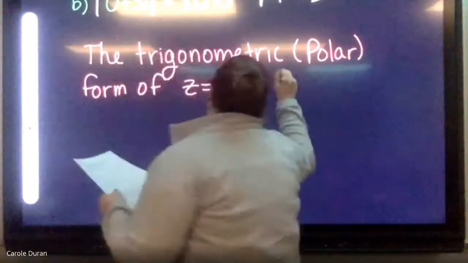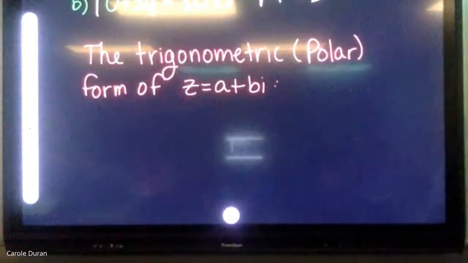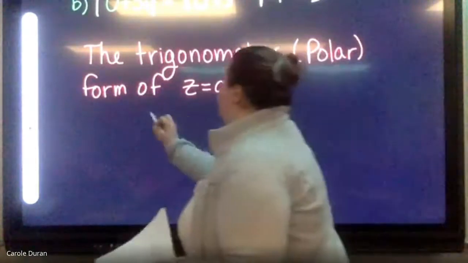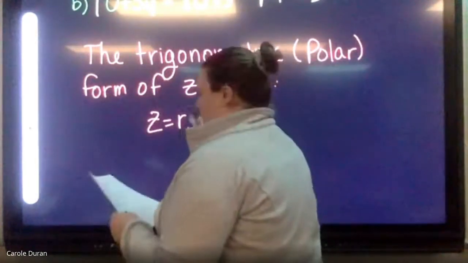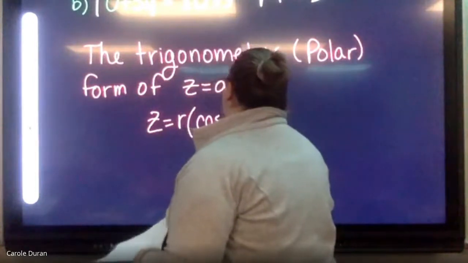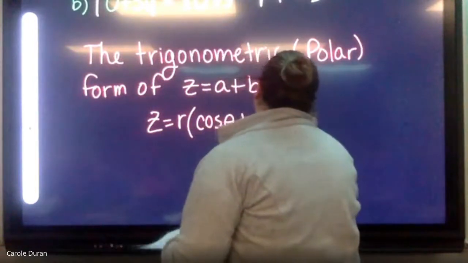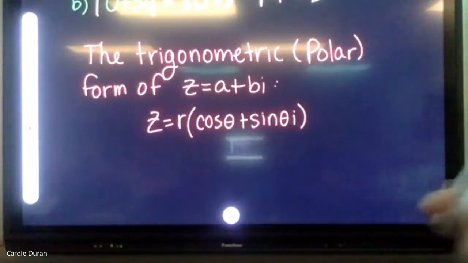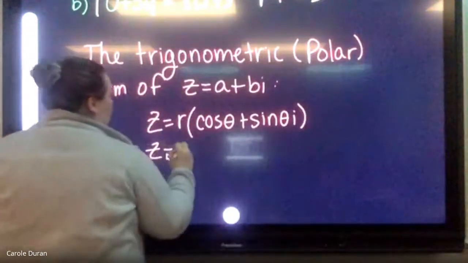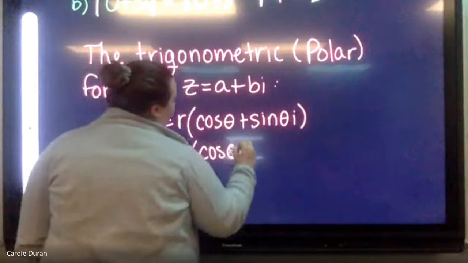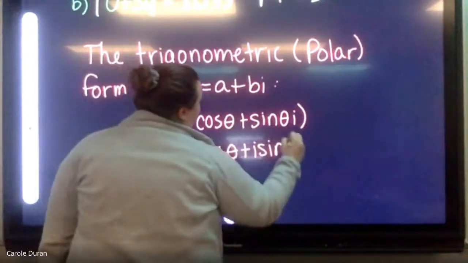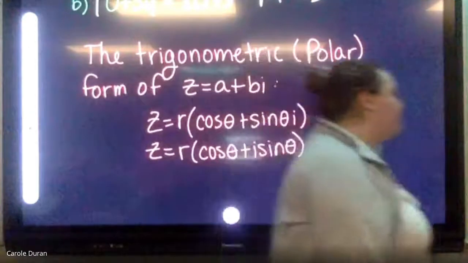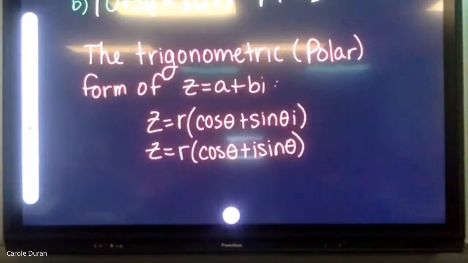So the trigonometric or polar form of a complex number z is equal to r times the quantity cosine of theta plus sine of theta i. This is also equivalent to r times cosine of theta plus i sine of theta. So different people like to put the i in different places. It doesn't really matter as long as it stays attached to the sine, because that's technically my imaginary part.